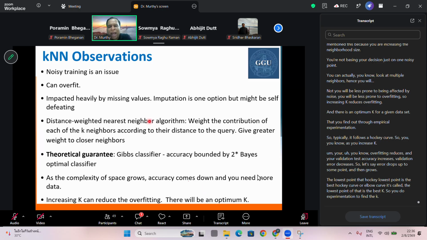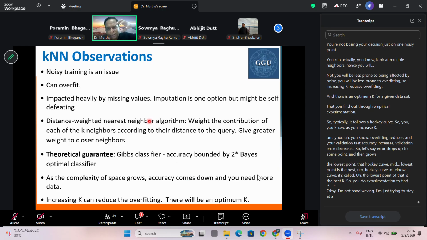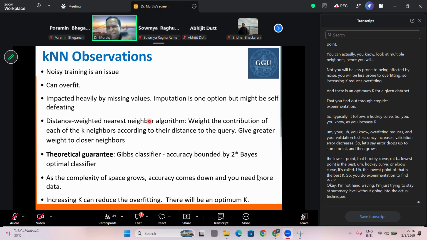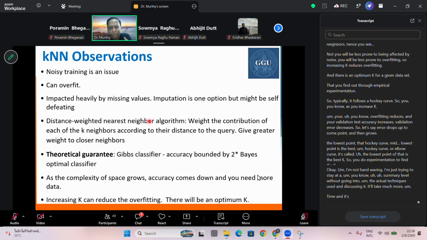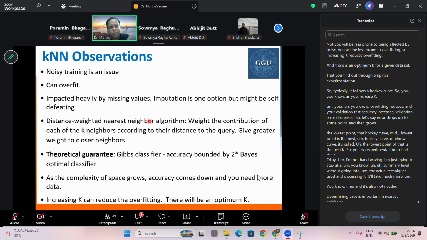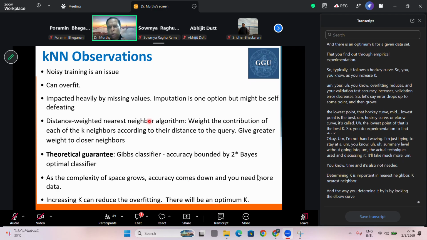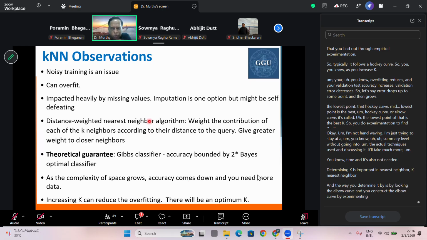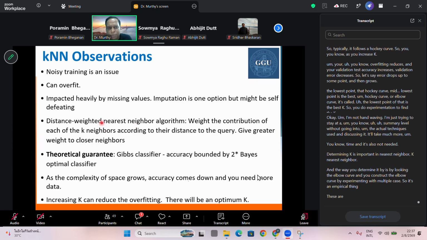Okay. I'm not hand waving. I'm just trying to stay at a summary level without going into the actual techniques used and discussing it. It will take much more time, and it's also not needed. Determining K is important in K nearest neighbor, and the way you determine it is by looking at the elbow curve, and you construct the elbow curve by experimenting with multiple Ks. So it's an empirical thing. These are some observations. I hope all of these are clear to you.